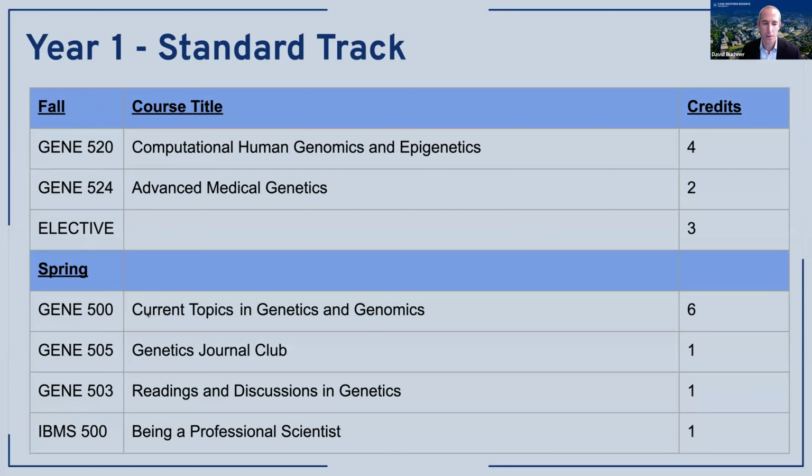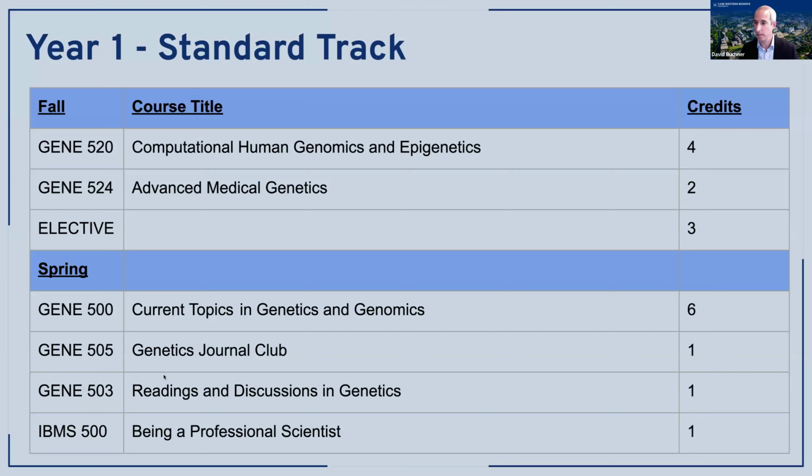In the spring, there's a literature-based discussion class, which focuses on current topics in genetics and genomics. There's a journal club where you get to learn about different research papers, as well as the opportunity to present a paper. And then there's a reading and discussions class in genetics. This is the 1-credit class where you'll be working directly with the faculty member of your choice to go over and really develop expertise in a given area, based on what you've learned in your Gene 520 class, to go into further depth into one of the topics covered in that class and discuss this directly with a faculty member.